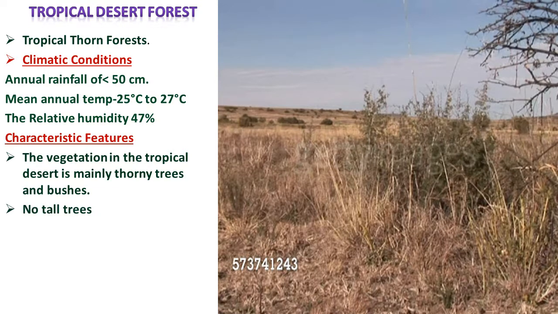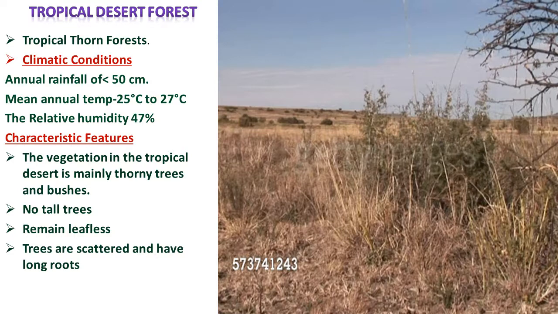No tall trees. There are no tall trees due to the shortage of moisture and low relative humidity. Remain leafless. Most of the plants remain leafless for a major part of the year. There are large patches of coarse grasses and the entire region has scrub vegetation. The trees are scattered and have long roots which can penetrate into the soil to reach the underground water. The trees have thick bark and small thick leaves which can reduce evaporation or transpiration.